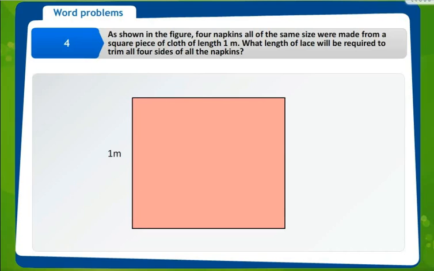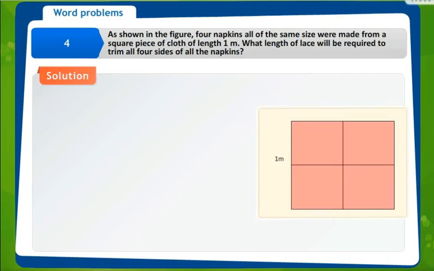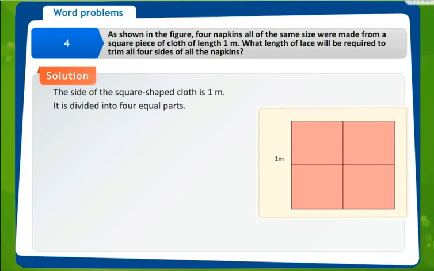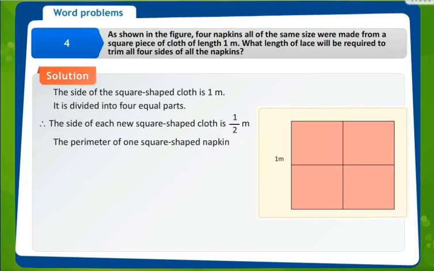Now as shown in the figure, 4 napkins all of the same size were made from a square piece of cloth of 1 meter. What length of lace will be required to trim all the 4 sides of all the napkins? Now you can see using this piece of cloth a napkin has to be created. The side of the square shaped cloth is 1 meter. It is divided into 4 equal parts. So the side of each new square shaped cloth is half meter.